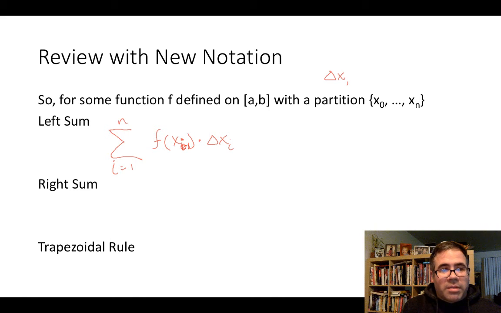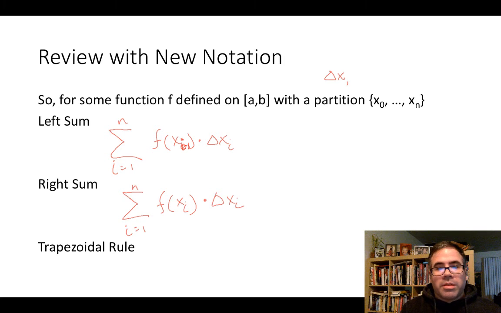If we want to express the right sum, well, that's still a sum. It's still from i equals 1 to n, because we have n things. We still have our function, but instead of being applied to x sub i minus 1, we're just going to apply it to the right-hand side, which is x sub i. And it's still going to be times delta x sub i. Very, very similar.